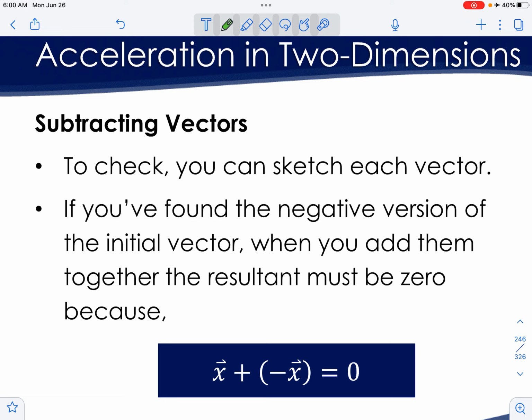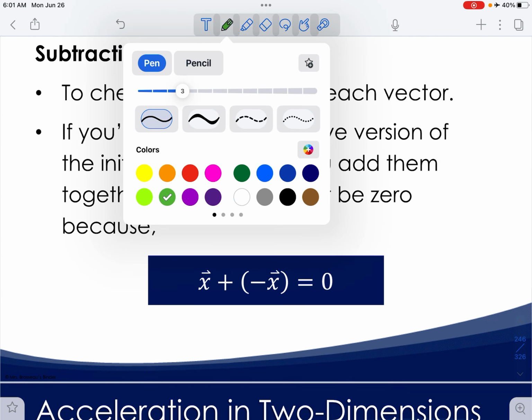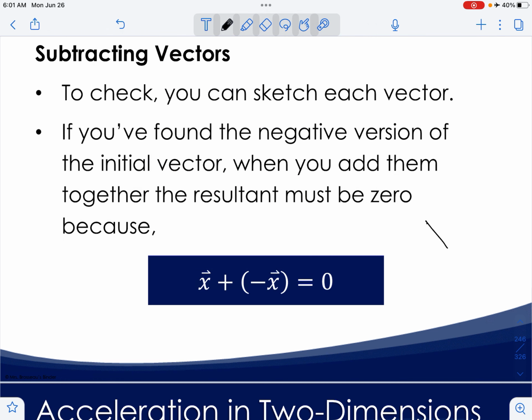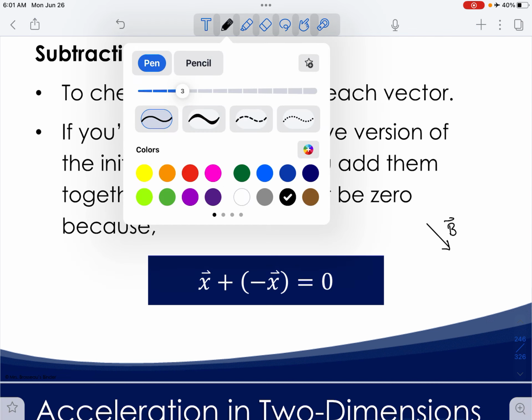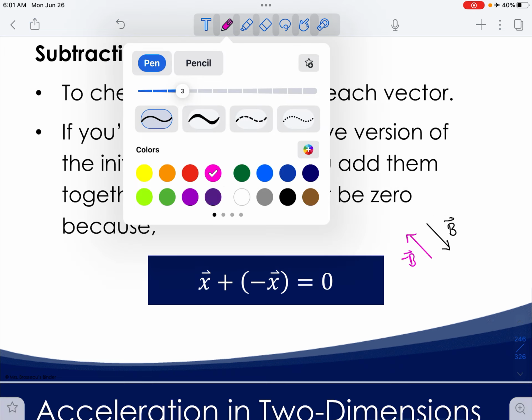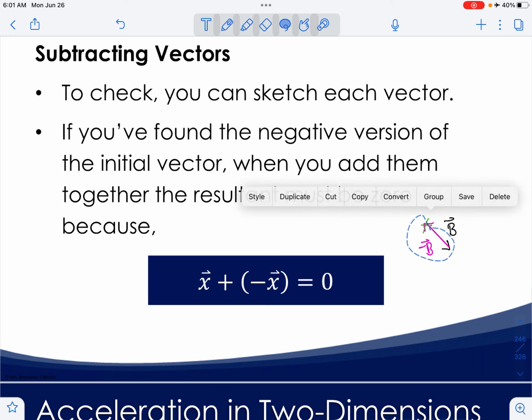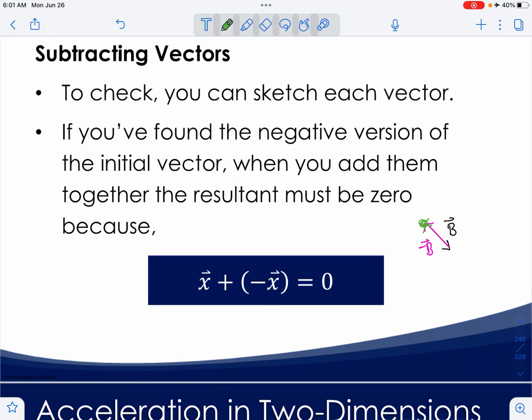Subtracting vectors. To check, you can sketch each vector. If you found the negative version of the initial vector, when you add them together, the resultant must be 0. So if we go back to our example with our vector, I'll try to draw it nice and neat. If this is vector B, and this is negative vector B, when we add these together, if we were to start here and then add this vector onto the other one, so we put the tail of this one onto the head of the other, where do we end up? Well, we end up in the same place we started, so therefore it's 0.